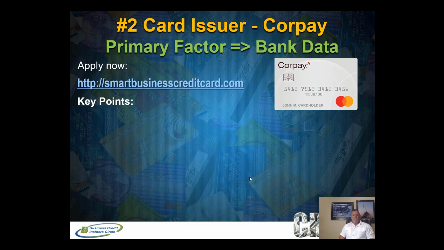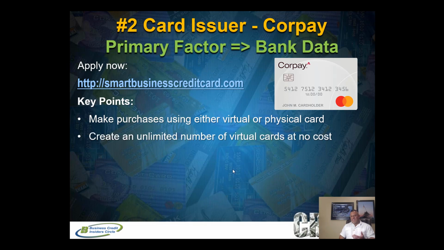All right, so the key points on this particular card at Corpay, smartbusinesscreditcard.com. That's where you're going to go. You can make purchases using either a virtual or physical card. A lot of these fintech cards, they give you that capability where you can create virtual cards, which I think is very helpful. Especially if you're doing subscriptions online, you don't want to use your main account. You want to create a virtual card, a temporary card, you could do that. And you can do an unlimited number of virtual cards at no cost.